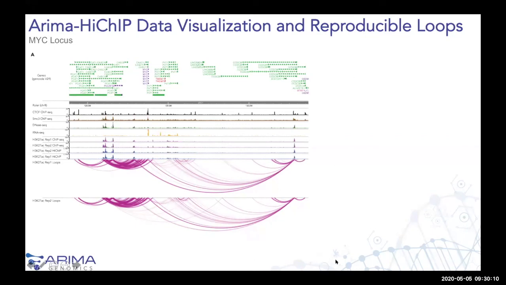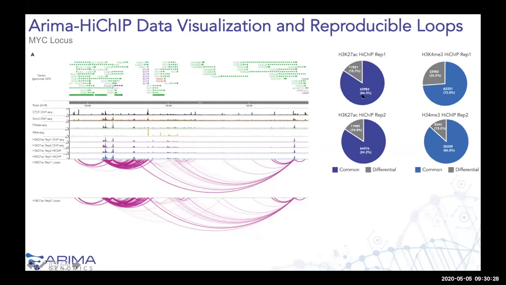And we've also tried to be thoughtful about making sure that this technology is reproducible in terms of the loops that it calls. So these statistically significant loops that are being identified here using the open source MAPS pipeline appear to be quite reproducible at this locus. And at a genome-wide scale, we find that about 85% of the loops that we find in REP1 are also found in REP2 for the K27 acetylation HiChIP, and a similar degree of reproducibility in our H3K4 trimethylation HiChIP.